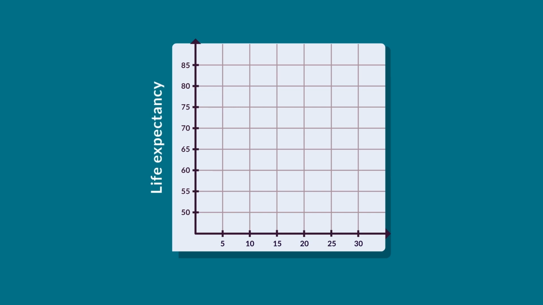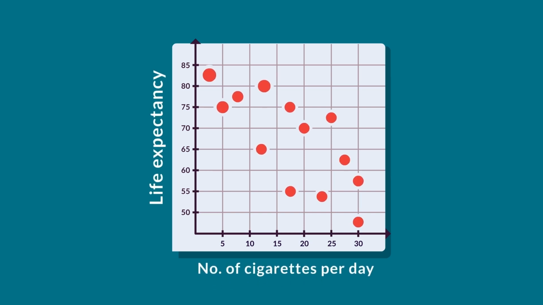What information does this graph show us? There is a negative correlation between life expectancy and the number of cigarettes smoked per day. In other words, life expectancy decreases as the number of cigarettes increases. So the line that fits best looks like this. The line decreases from left to right because of the negative correlation.